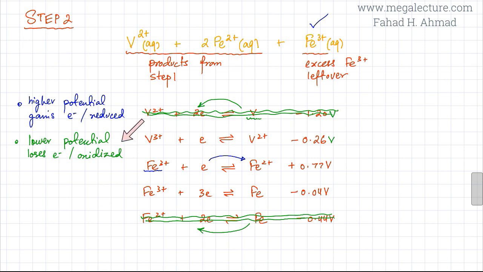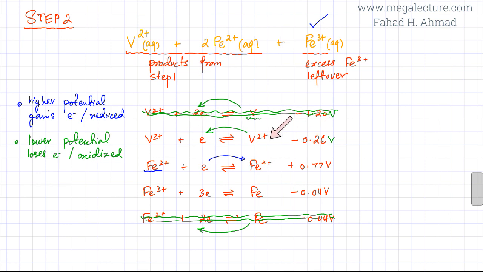Coming back to the same point, lower potential is the one that's going to lose electrons. The lowest potential is now shown by minus 0.26 volts. If you look at this reaction, it's going to lose electrons, so it's going to go in the backward direction. Now if you look at this reaction, it is the lowest potential. V2+ is the one that's going to lose electrons.